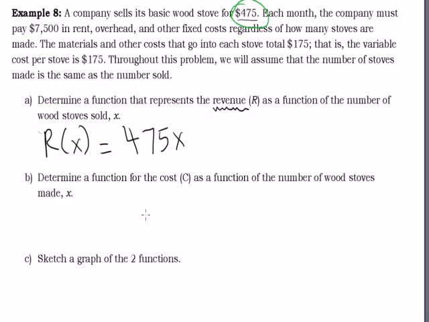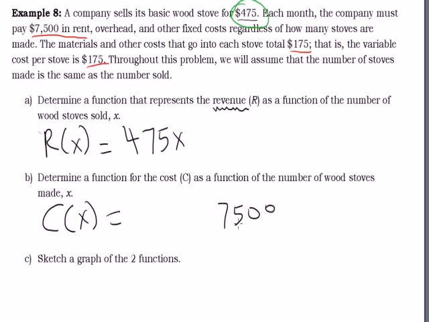All right, B. Determine a function for the cost as a function of the number of wood stoves sold. I'm going to get an answer that looks like C of x equals something. Reading through here, I have to pay $7,500 in rent and overhead, and the materials cost $175 each. They also say this is the same as the variable costs being $175. And that means the $7,500 is always going to be there. I can't get rid of it, so it's my fixed cost.